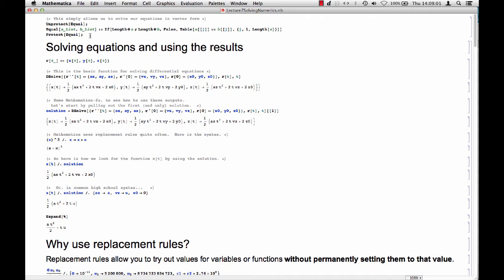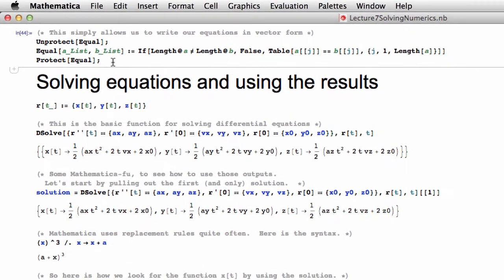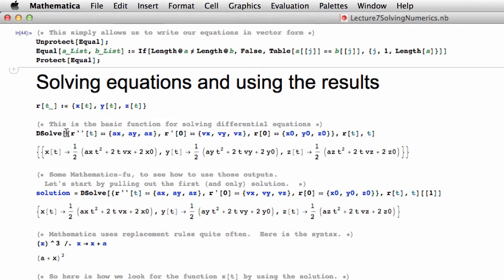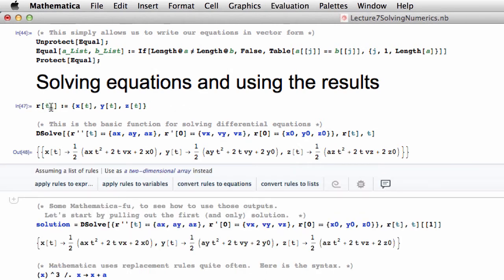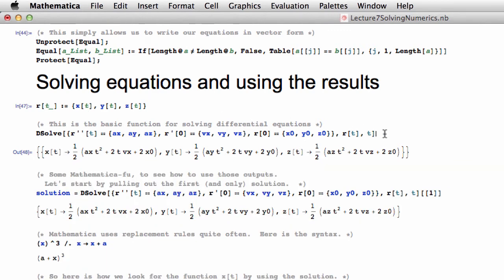So the first thing to execute is this thing up here. This just lets us talk about equalities, like this list of equalities here, where we've got a set of equations as lists. Okay, so our vector is going to be composed of x, y, and z, all explicit functions of time, and I can solve that.